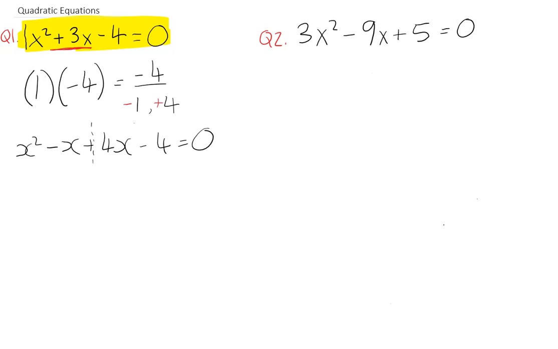So look at my first 2 terms, my x squared minus x. I take out what's in common, which is x. I open up my brackets. x times what gives me x squared? It's x. And x times what gives me minus x? That is minus 1.